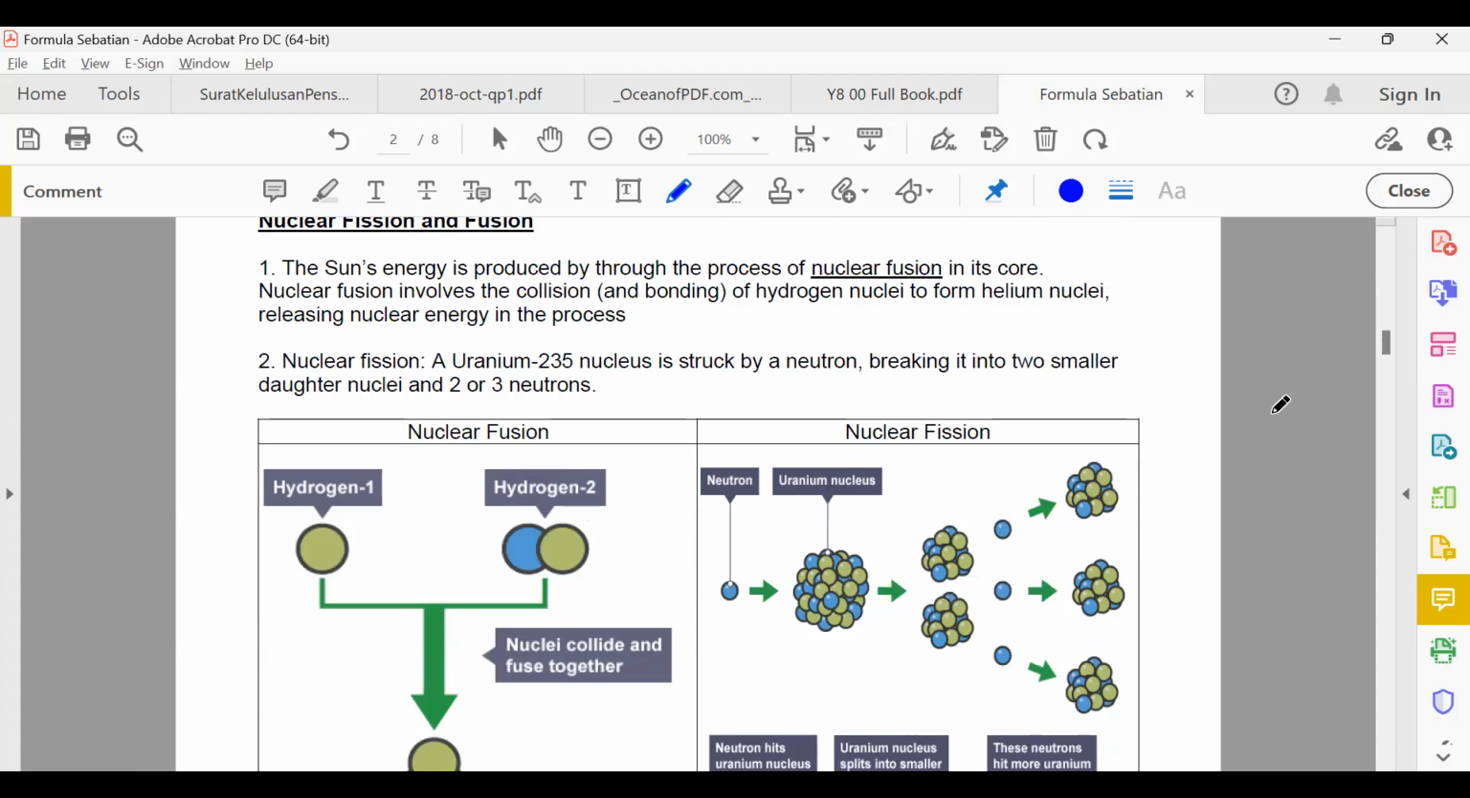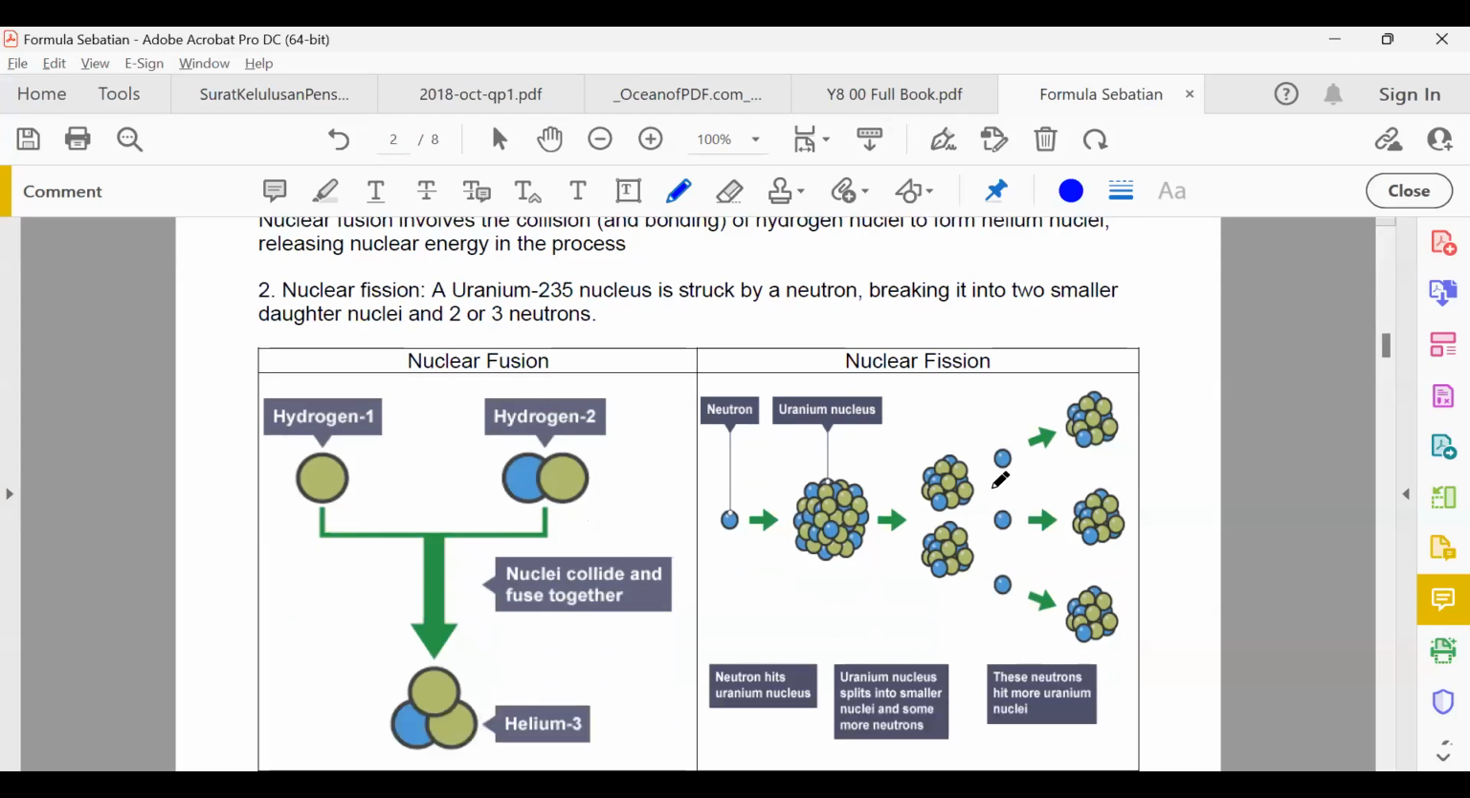When the neutron hits the nucleus, it splits the nucleus into 2, and they release neutrons, which are used to bombard another nucleus, which then splits into two, releasing their own neutrons, which are used to bombard more nuclei. So it's like a chain reaction that keeps on going and going. It releases massive amounts of energy.